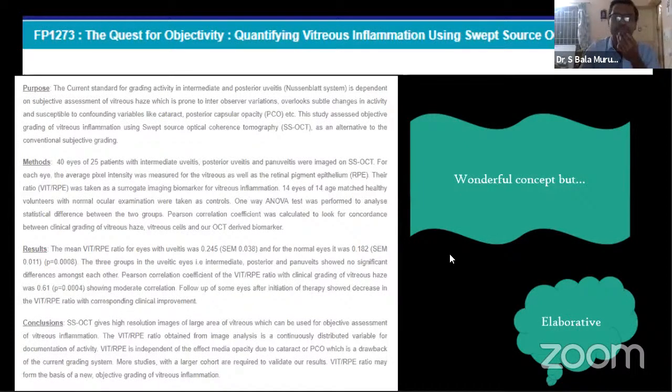Just being trendy with color imaging and posterior uveitis, with no data, no statistics, doesn't augur well. And sometimes we tackle a felt need, quantifying the vitreous inflammation objectively. Wonderful concept, but look at the results and methodology, too elaborate. So brevity is missing here. This is how we do not want an abstract to be, although the topic, the concept, the hard work, everything is there. This is how the abstract shouldn't be.